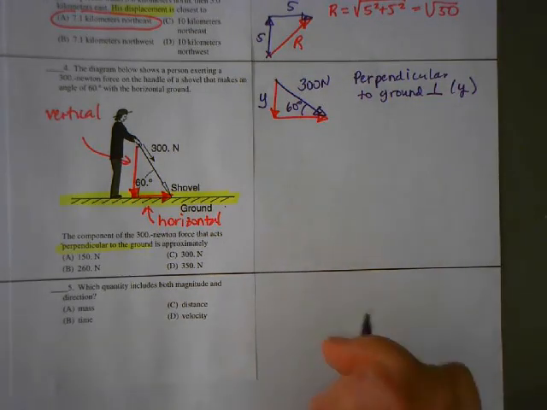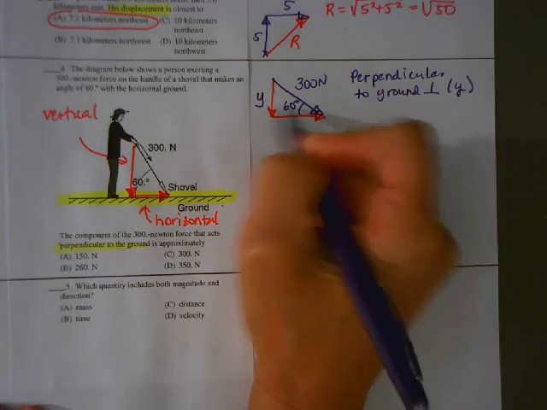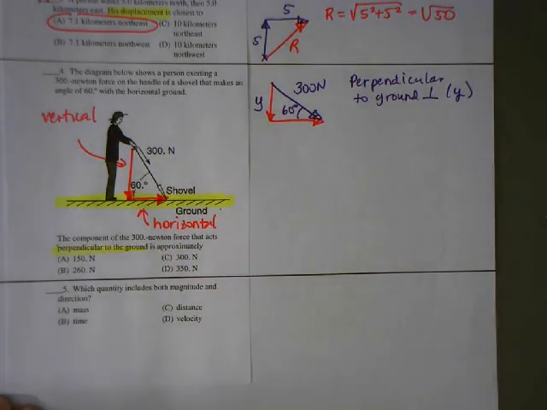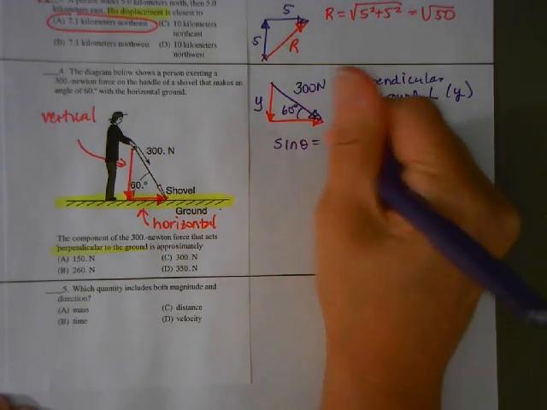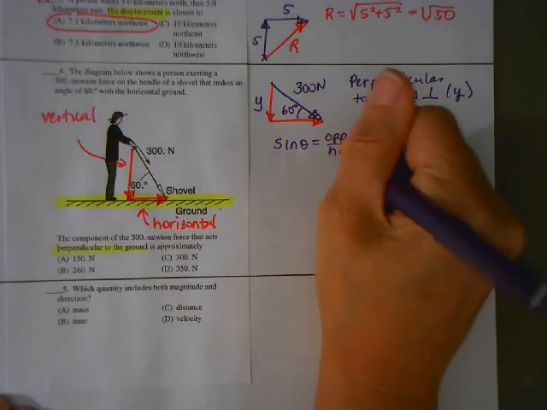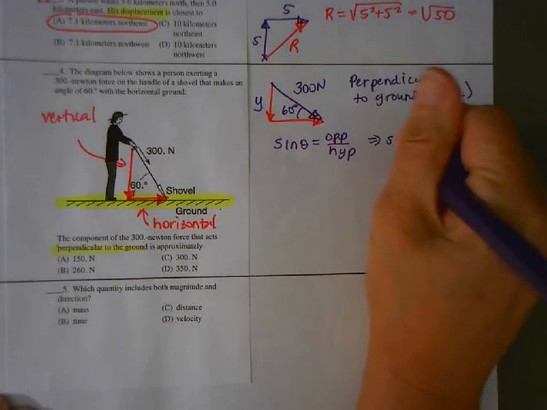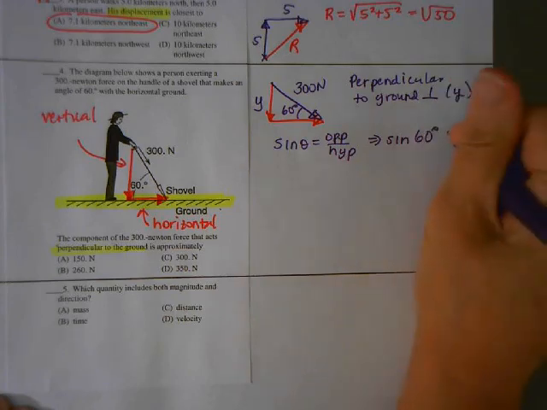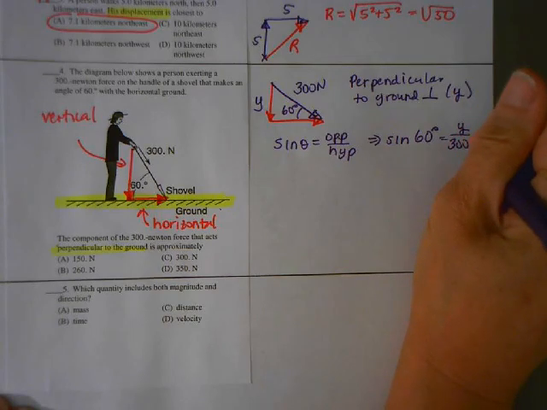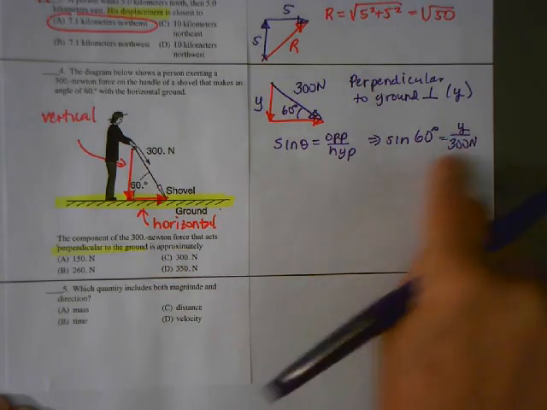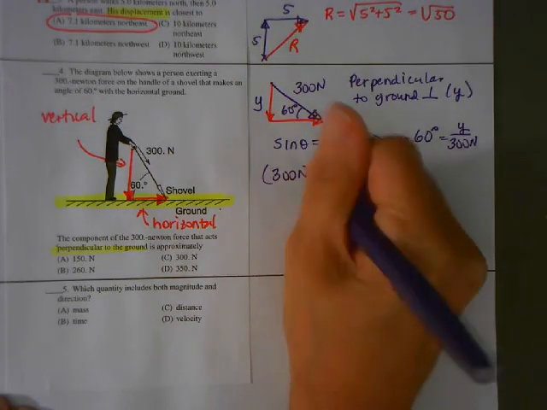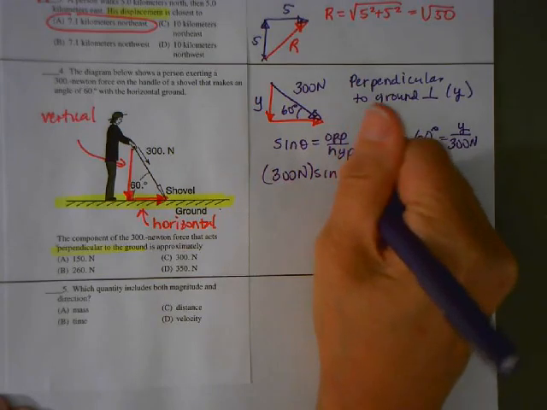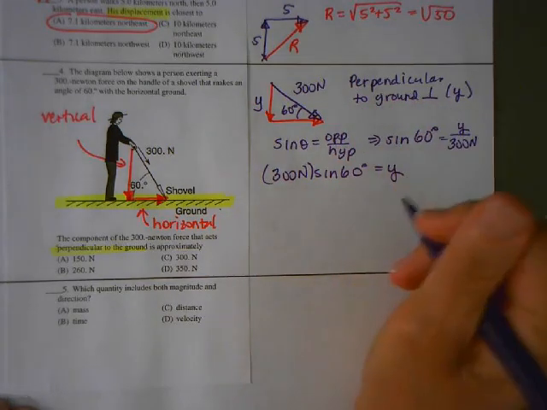So do I use sine, cosine, tangent? Well, here's my angle, and I want what's opposite of that, so that's going to be sine. So I would just say sine of theta is opposite over hypotenuse. So sine of 60 is equal to Y over 300. Now I'm going to move this to the other side. So I'm going to have 300 newtons times the sine of 60 degrees is equal to Y.